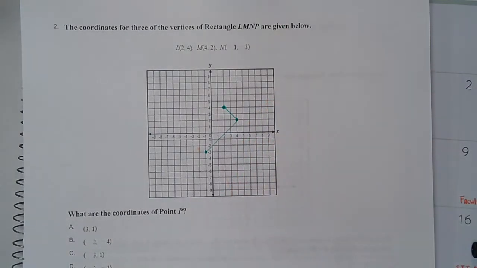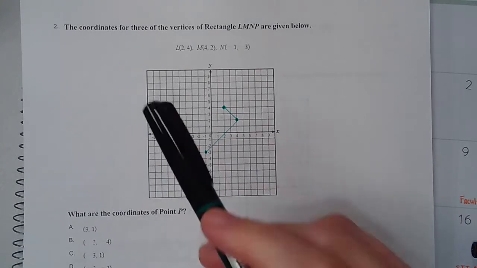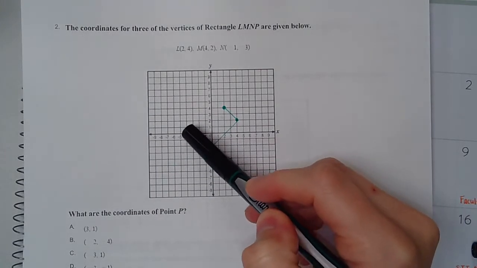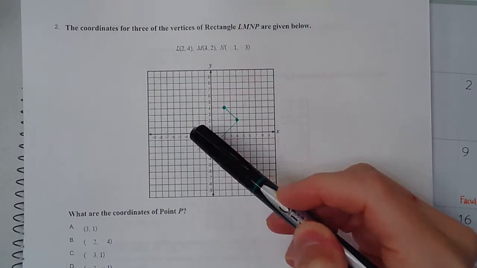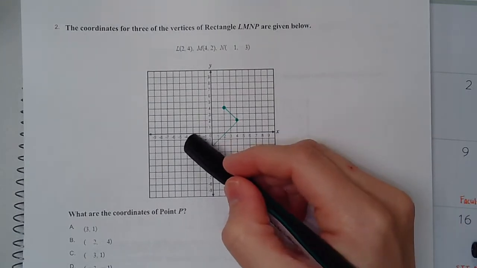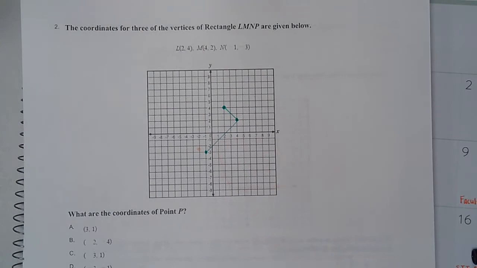All right, so you can kind of get an idea. Yes, it's a tilted rectangle, but you can kind of turn your paper if you need to see it. You can see that your last point needs to be somewhere in this area. Obviously, if it needs to form a rectangle, it needs to be somewhere over here. So let's see what points they've given us.